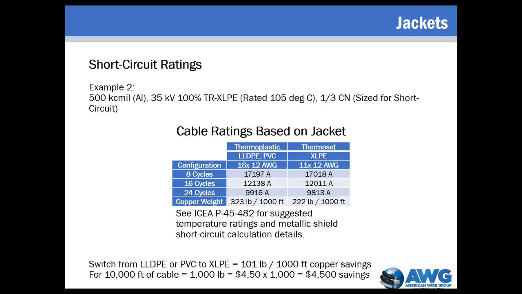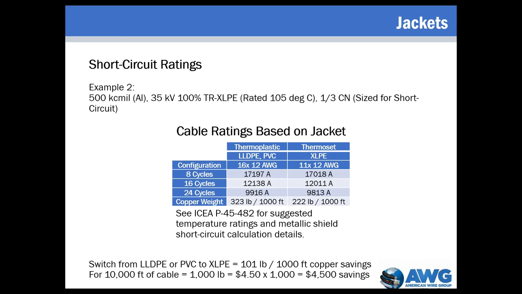Alternatively, when a thermoset jacket is used, such as cross-linked polyethylene, the maximum concentric neutral short circuit temperature would be 350 degrees Celsius. To meet a similar shield short circuit requirement as compared to the thermoplastic jacketed cable, the concentric neutral configuration could be 11 12-gauge bare round copper wires.